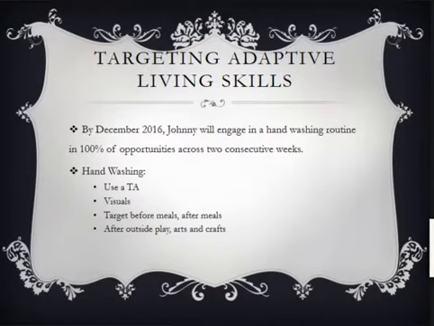Targeting adaptive living skills. So the goal states, by December 2016, Johnny will engage in a hand washing routine in 100% of opportunities across 2 consecutive weeks. So we kind of touched on it a little bit, but again, you'd have a task analysis with all the steps listed. You might use visuals. A lot of times it is helpful, but depending on where your child is, you might have those visuals out for them.